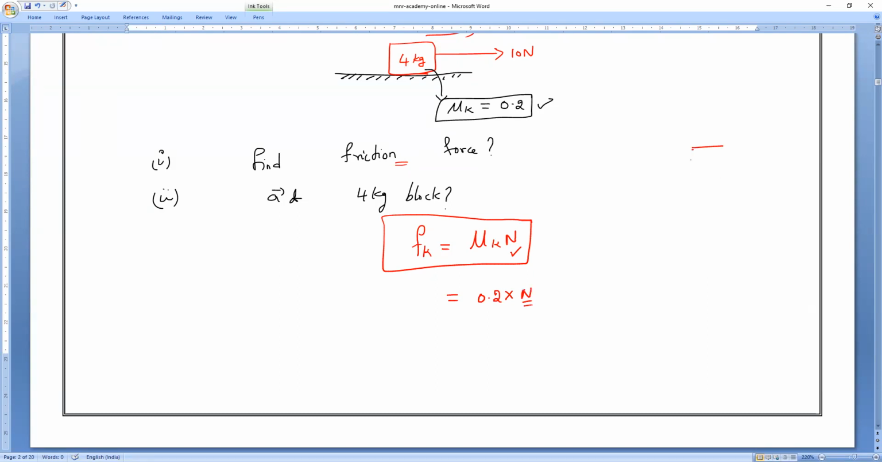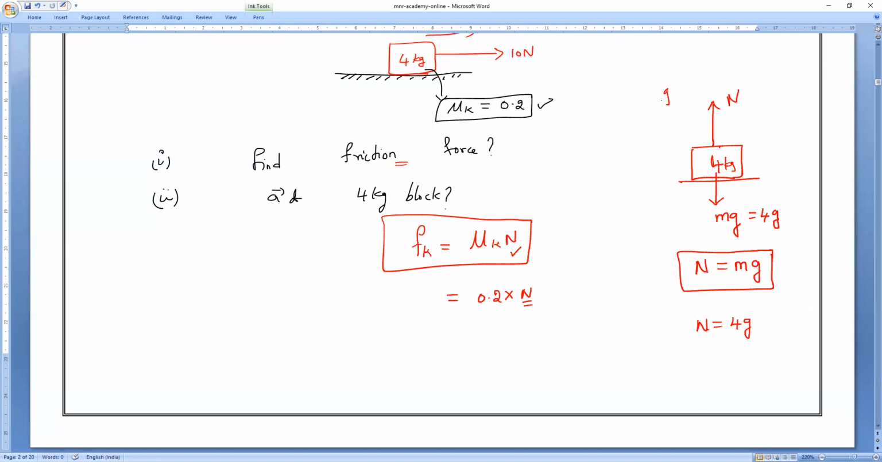If I consider the object of 4 kg, observe that the weight of the object always acts in the downward direction. That is mg. Mg is equal to how much, guys? 4g. Then the normal will always act in which direction? Upward direction. Am I right or wrong? So n is equal to mg, so n is equal to 4g. We all know the g value. We will consider g equal to 10. So normal is equal to how much?